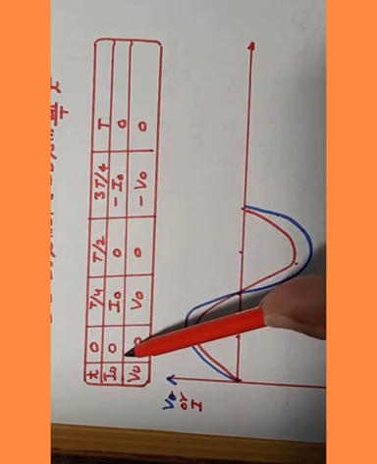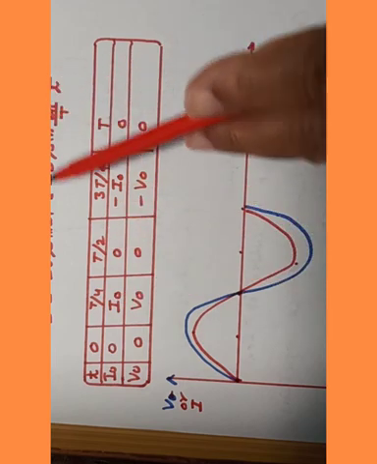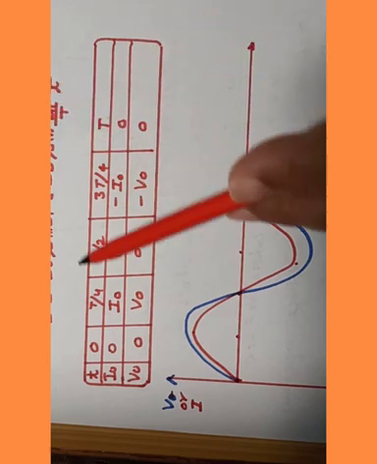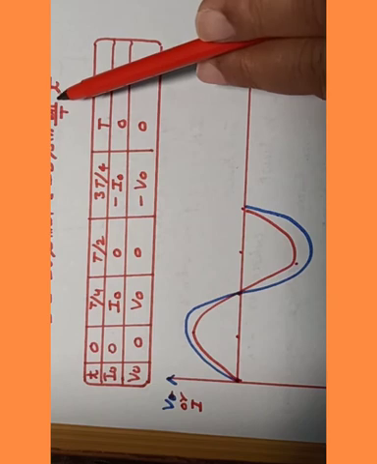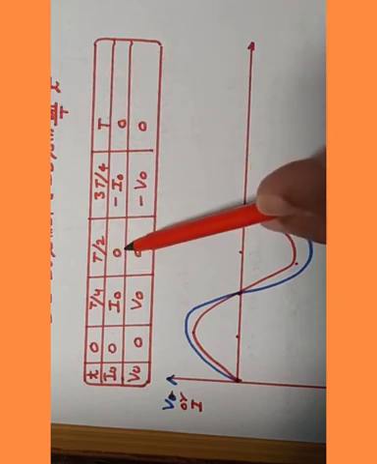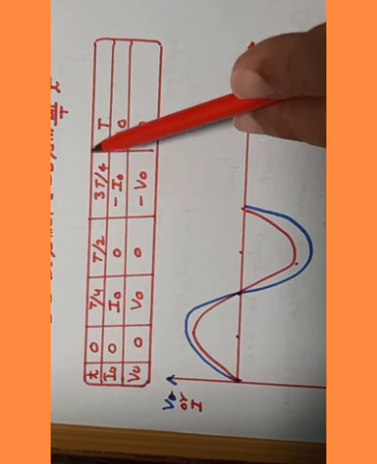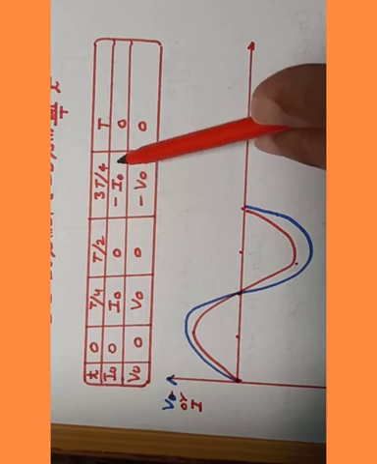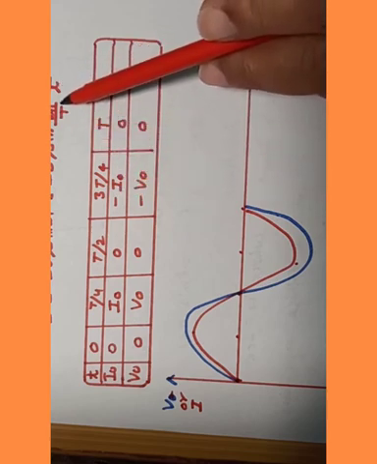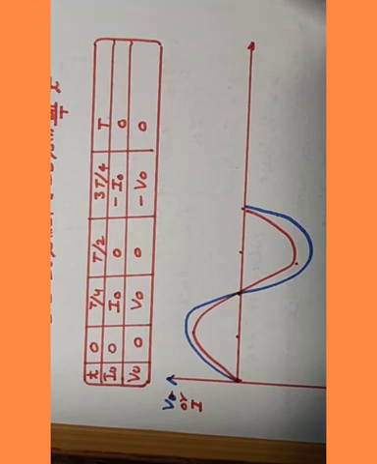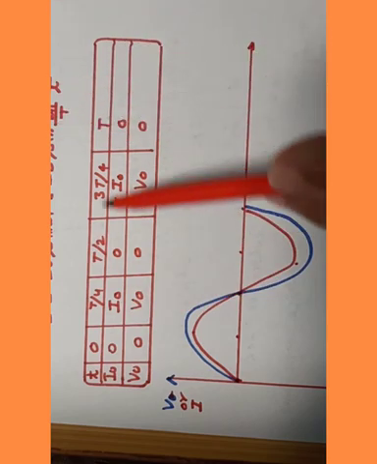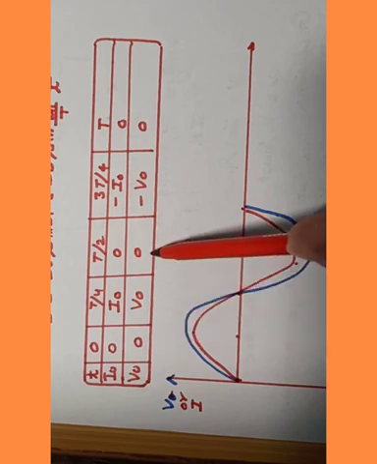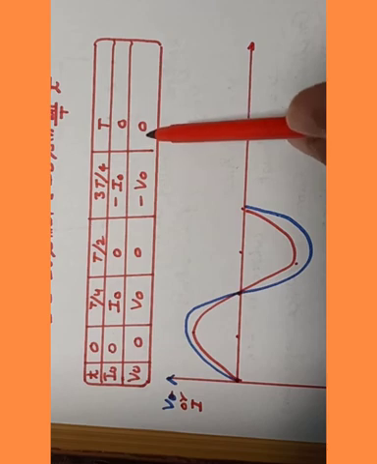Then the current value will change like this. Sine 0 is 0. When you place T by 4, it becomes pi by 2, sine pi by 2 is 1. This is I naught. When you place T by 2, it becomes pi, and sine pi is 0. When we place 3T by 4, it becomes 3 pi by 2, which gives the negative value, minus I naught. And when you place capital T, it becomes 2 pi, sine 2 pi is 0. Similarly, since both are in the same phase, the voltage value will also change: 0, V naught, 0, minus V naught, 0.